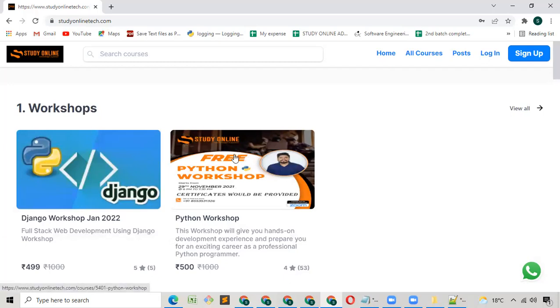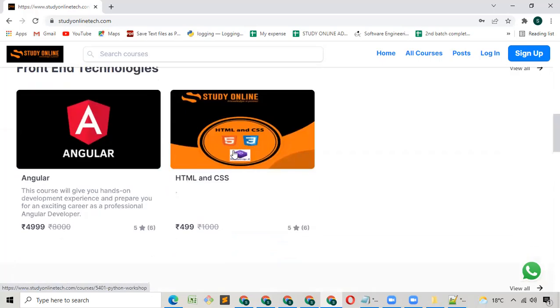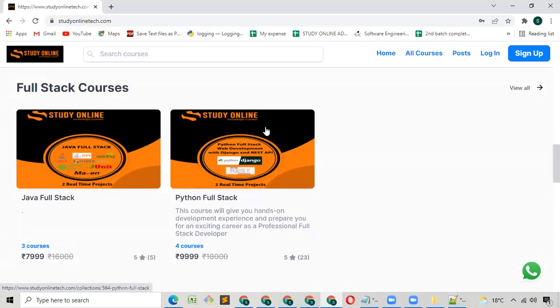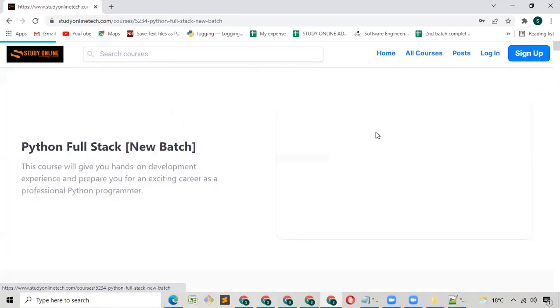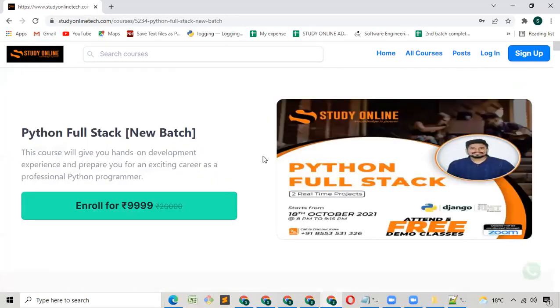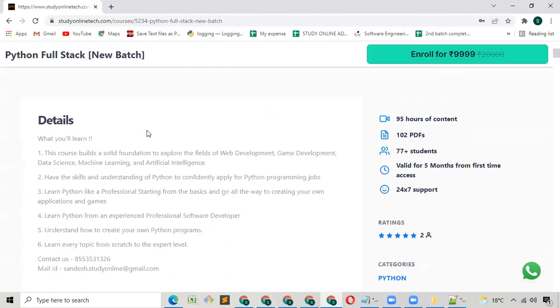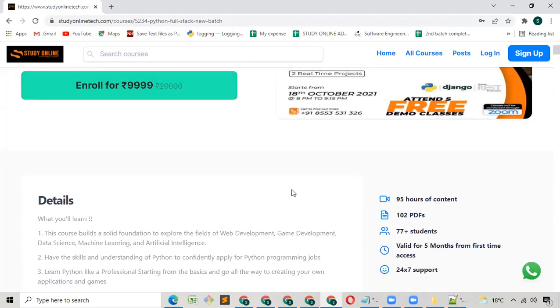Okay, manual access. But sir, then how to see the initial 5 days, sir? If you click on Python full stack courses, I'll just consider the Python full stack new batch. If you click on this, the initial 5 days will be there like this only, guys. See here, like this only it will be there. Don't pay the money. Why? Because manual enrollment is what I'll be giving.